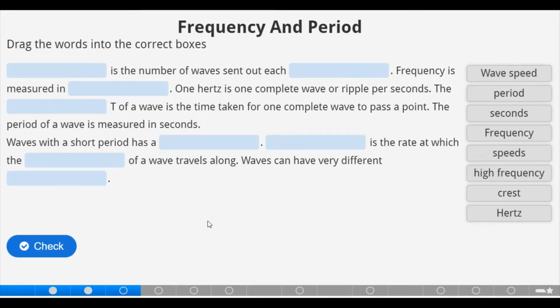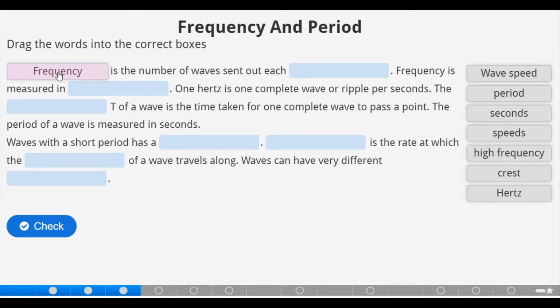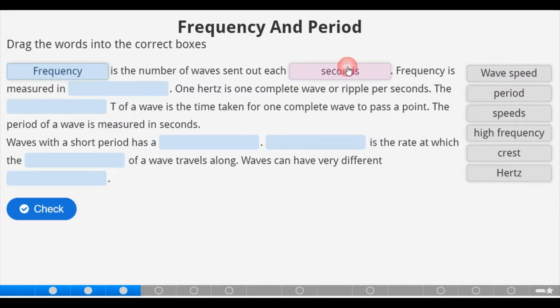Frequency and period. We also define frequency and period by dragging the following words into the correct boxes. All right? Frequency is the number of waves sent out each second. Frequency is measured in hertz. 1 hertz is one complete wave or ripple per second.